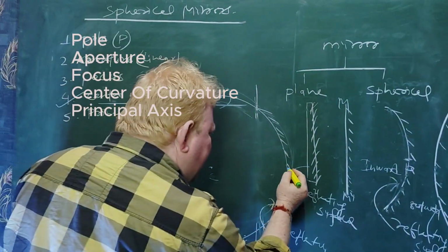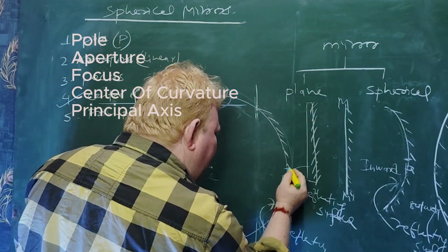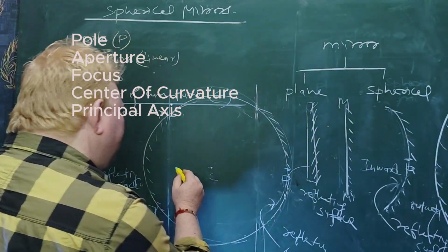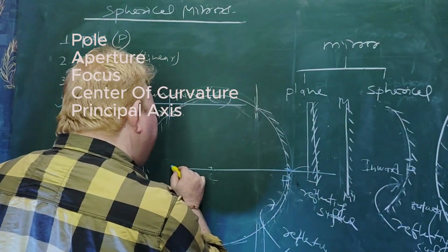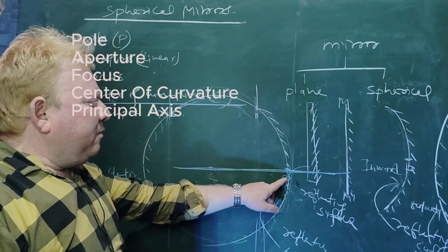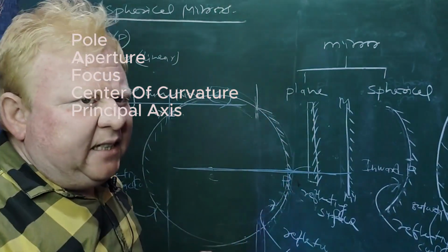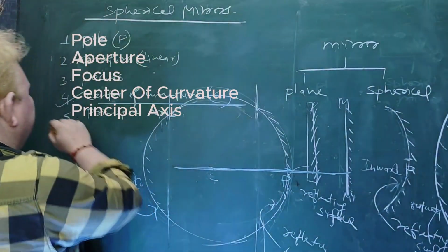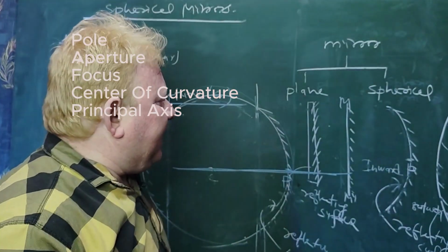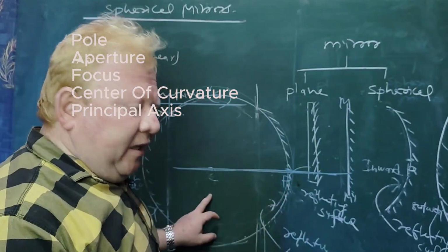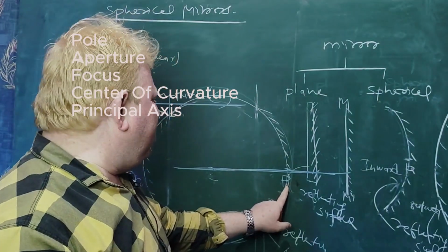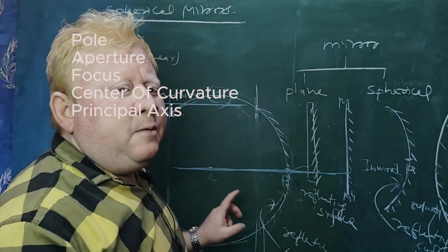And the midpoint of this mirror, we call it the pole, P, right? An imaginary line passing through these 2 points, the center of curvature and pole, we call it the principal axis, the main axis. So how will you define the principal axis? An imaginary line passing through the pole and center of curvature is known as the principal axis.